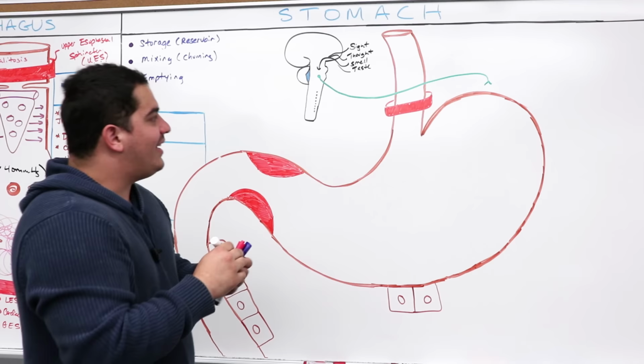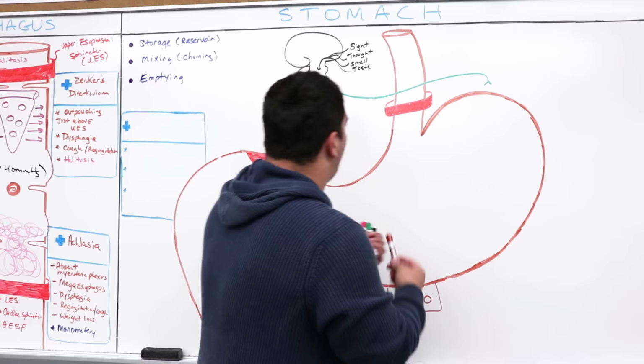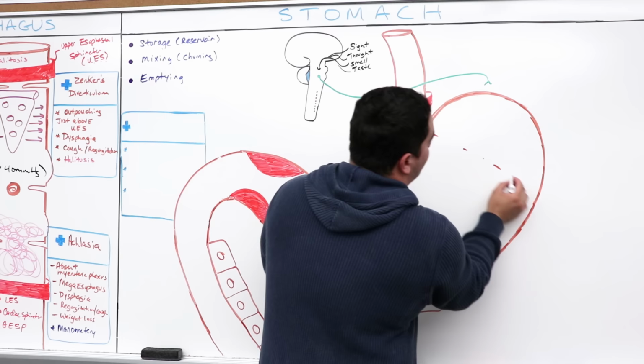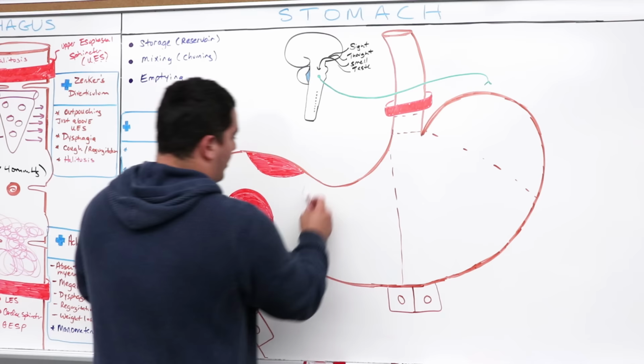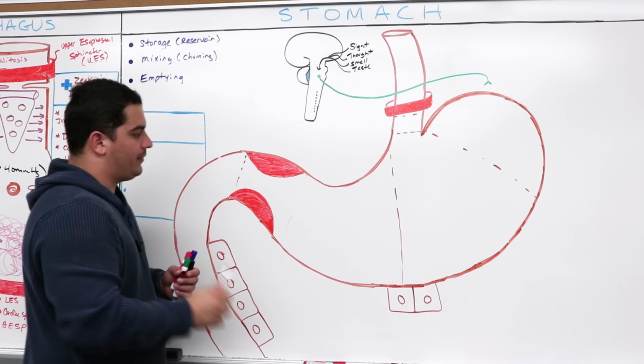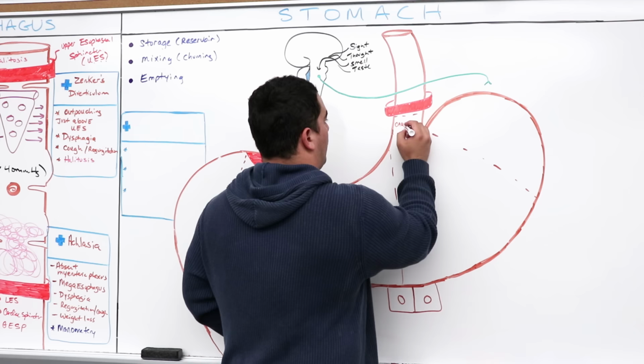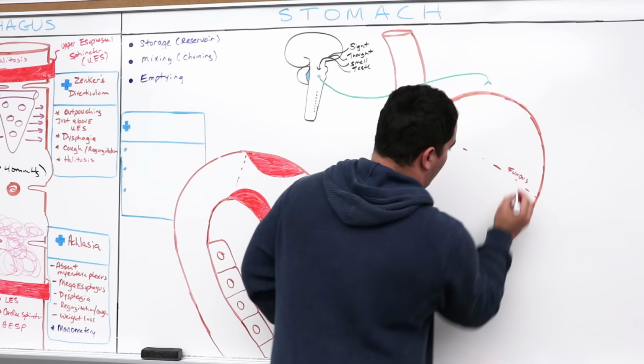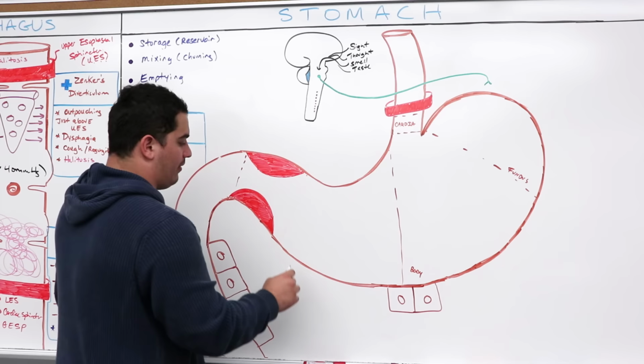What is this portion of the stomach called? We should have a little breakdown here of the anatomy. This right here is called the cardia. This portion right here is called the fundus. This portion right here is going to be called the body. And then this portion right here, we'll say is the pylorus. So again, what do we have here? We have cardia, we have fundus, we have the body or the corpus, and then over here we have the pylorus.